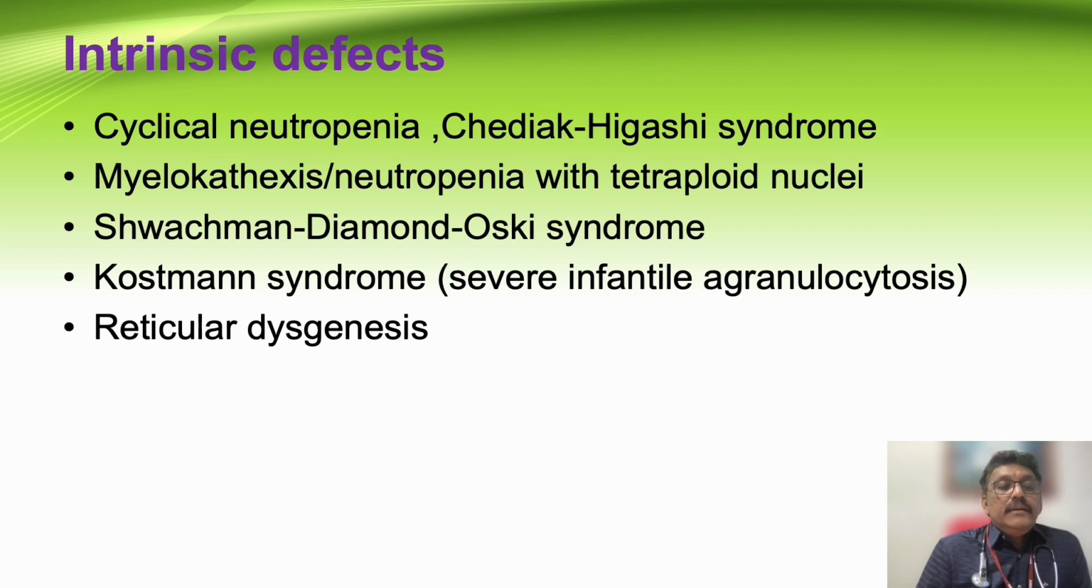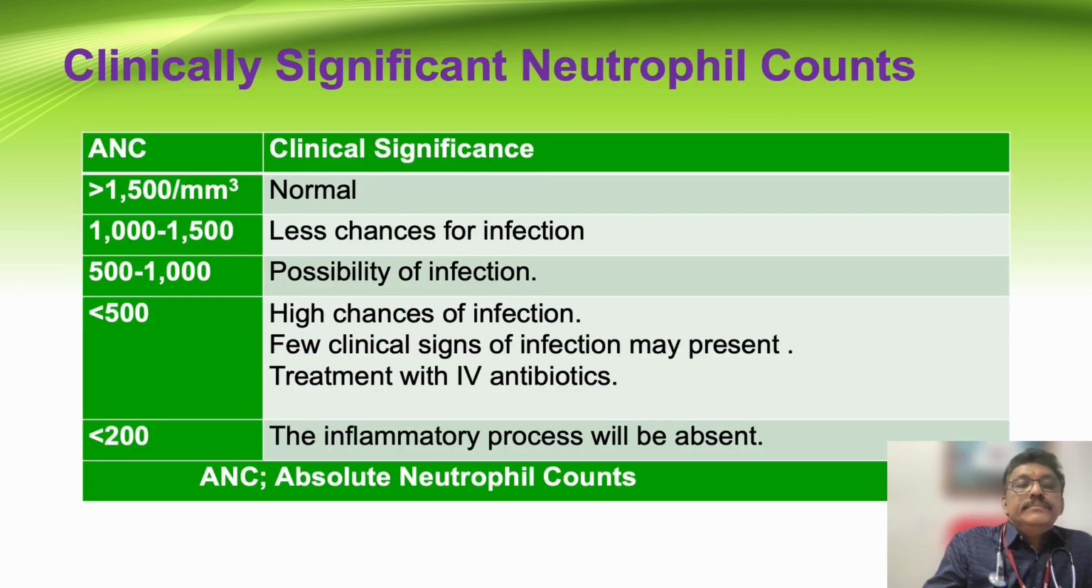We will not go to those conditions now because they are very, very rare. But you should remember the names of these intrinsic conditions. If you are not getting any other cause for neutropenia, then these are the causes. But the commonest cause is always viral infection. So in any viral fever, you can see the counts are slightly reduced. In some viral fevers, it will be completely towards the lower side of the normal value.